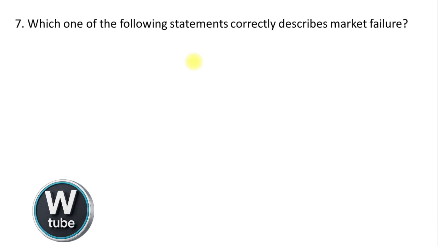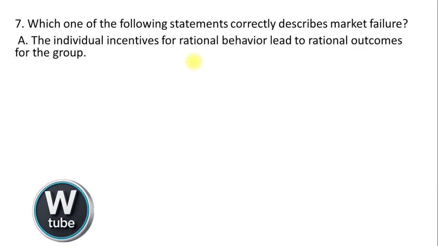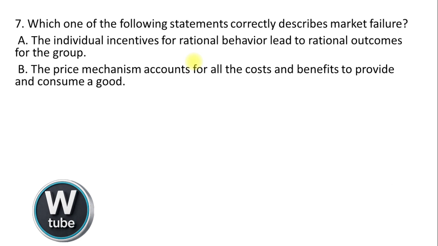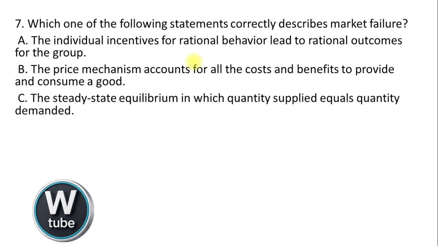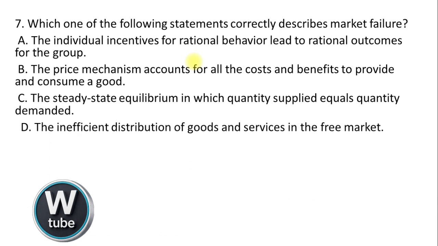Question number 7. Which one of the following statements correctly describes market failure? A. The individual incentives for rational behavior leads to rational outcomes for the group. B. The price mechanism accounts for all the costs and benefits to provide and consume a good. C. The steady state equilibrium in which quantity supplied equals quantity demanded. D. The inefficient distribution of goods and services in the free market.